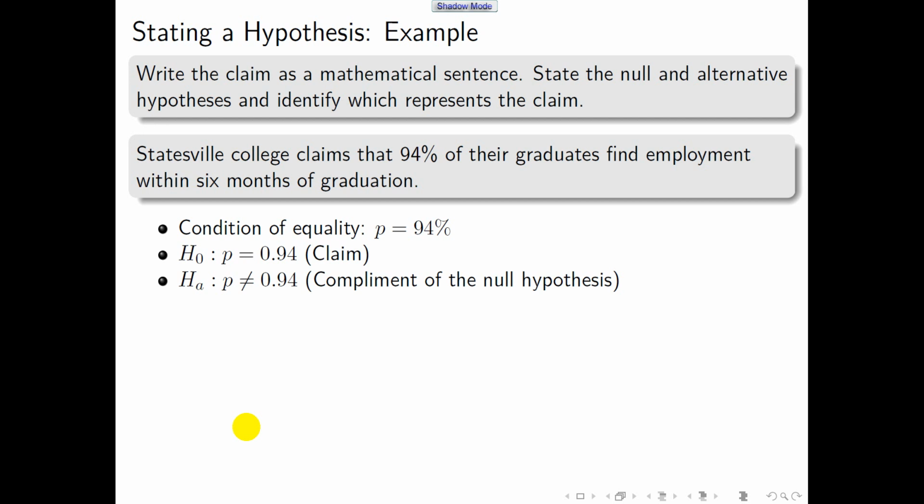This is the statement. We're talking about the numerical estimates of the population inside your statement, right?